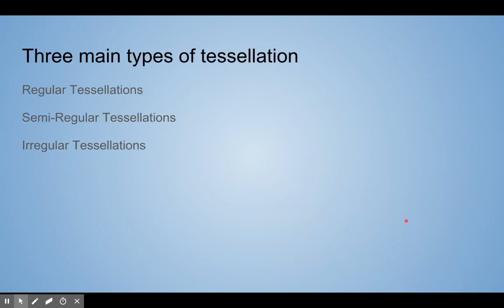Now we're going to be learning about three main types of tessellation. There are other smaller categories and more specific categories, but these are the three types that are kind of the most well-known ones. So we're going to learn about regular tessellations, semi-regular tessellations, and irregular tessellations.